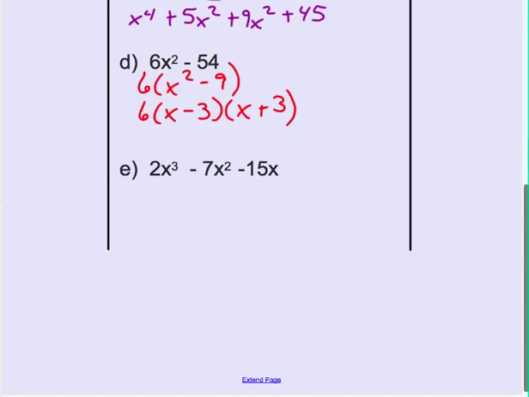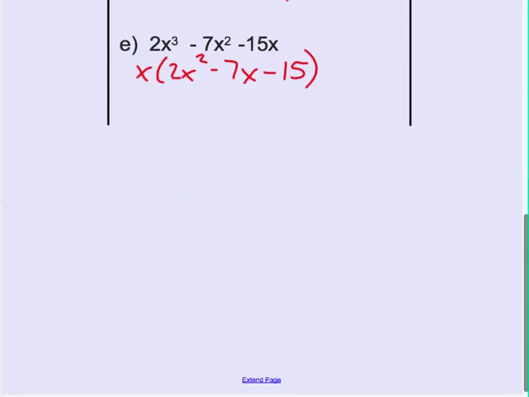I have a GCF on this one as well. It's x. Factoring the x out of each term, we are now left with an AC method. So what multiplies to negative 30 and adds to negative 7? We saw one very similar to this, I think, in the last video. This time it's a negative 10 and a positive 3.